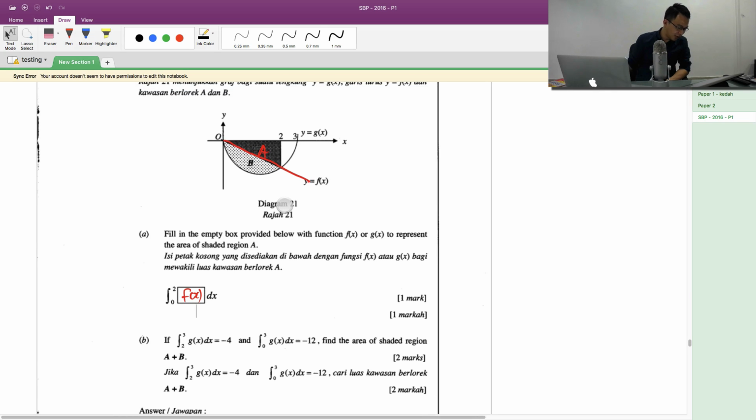If you integrate g(x) from 2 to 3, you get -4. That means this area, 2 to 3, integrate g(x), you get -4. And integrate 0 to 3 for g(x), you get -12. 0 to 3 means the whole thing, because you integrate 0 to 3, that means you will get the whole thing. This is 0, this is 3. The whole area here equals -12. Find the area of shaded regions A plus B.